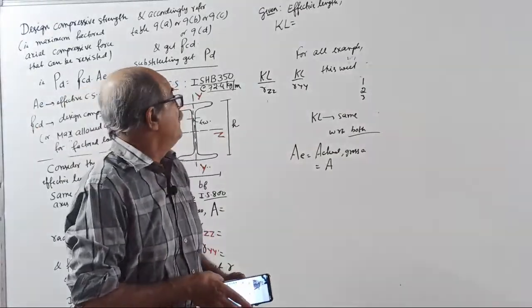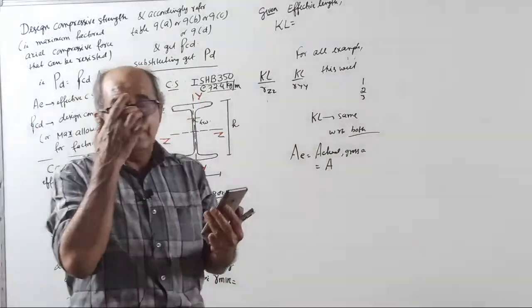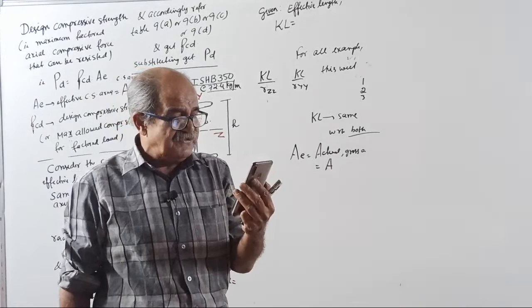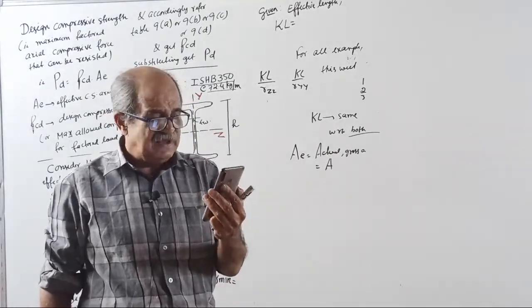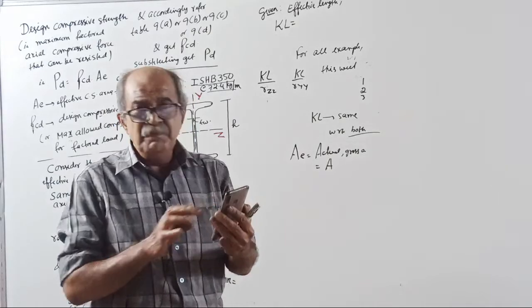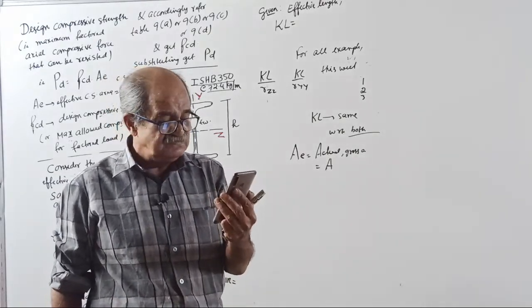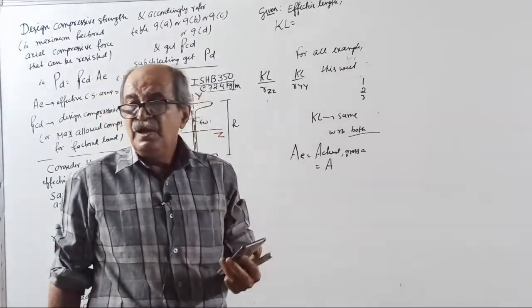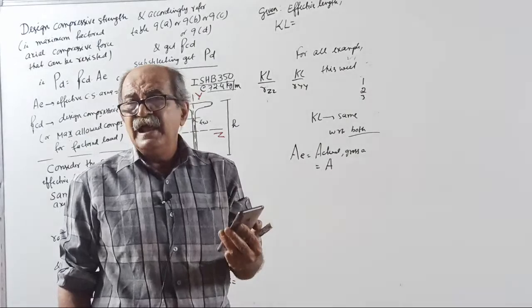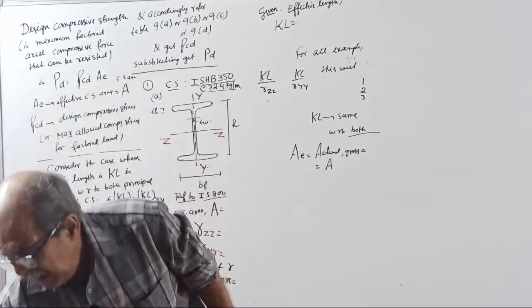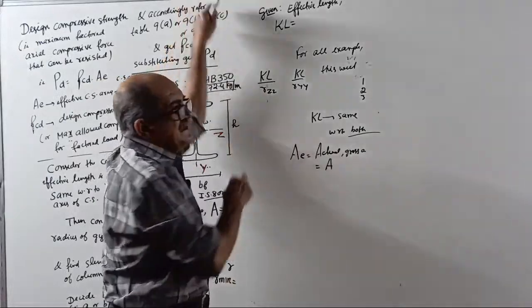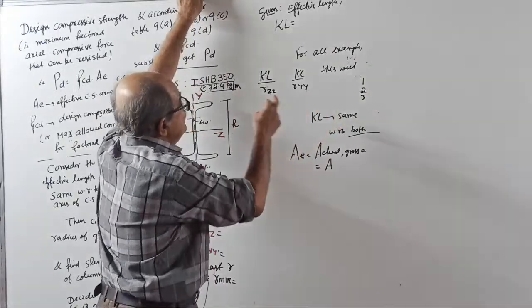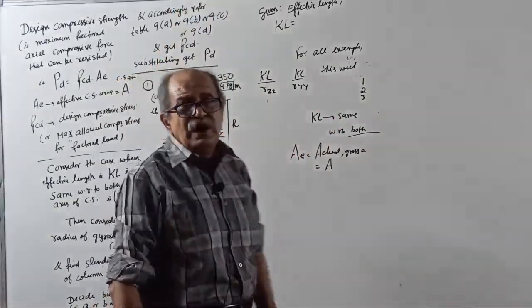Column becomes stronger when KL by R becomes what, more or lesser? No answer. So much discussion is made. What is the answer? KL by R is lesser, correct. When KL by R is lesser, it tends to become a short column. But when you find the strength, one of them is stronger, one of them is weaker.